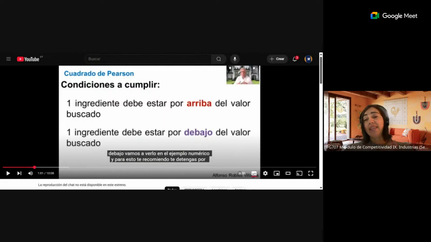So remember that in here, this is the simple Pearson square, and we have some conditions to accomplish. The first one, that we have the two ingredients, and one of the ingredients has to go above the value that we're looking for, and the other ingredient has to be under the value that we're looking for, like the example that we just saw in the slides. Remember that we have the 44 and the 9.6%, and we're looking for the 18% of crude protein.